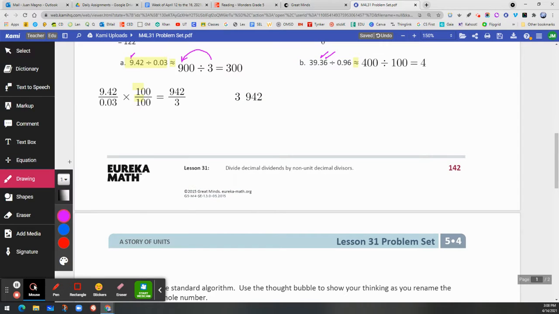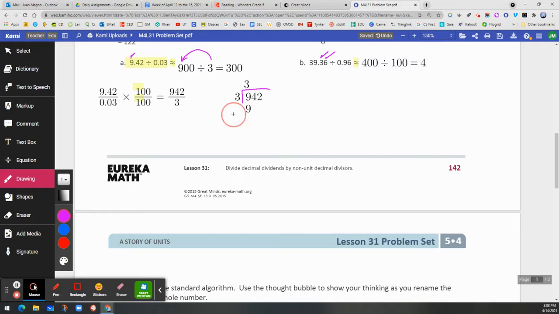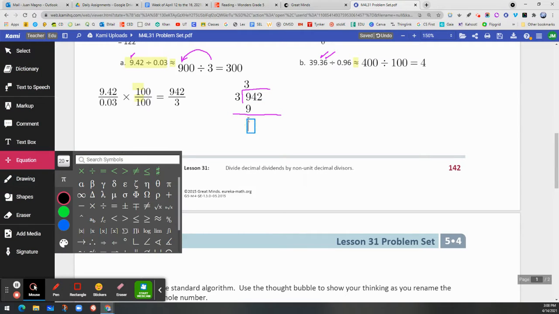Okay, now we're going to use the division symbol. The 3 goes into the 9, 3 times. So 3 times 3 equals 9. And when you subtract the 9 from the 9, the result is 0. Okay, so the result is going to be 0 here.